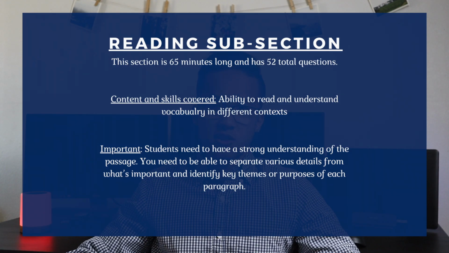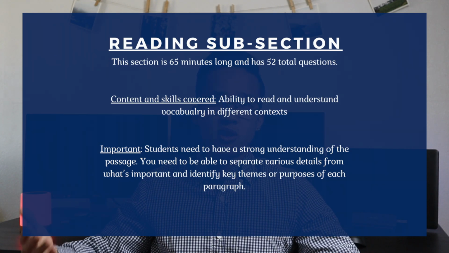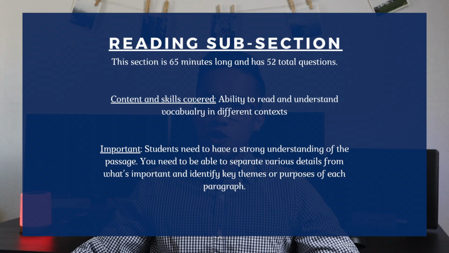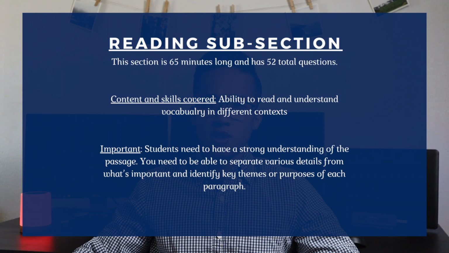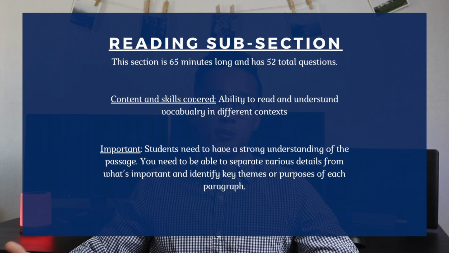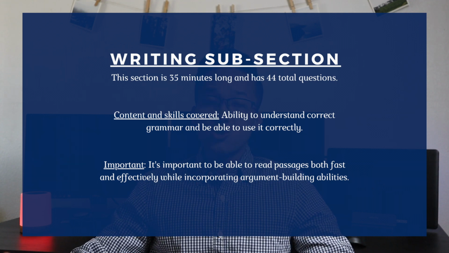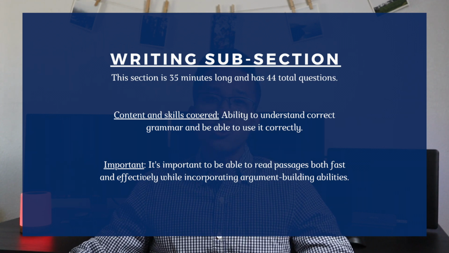This section is obviously broken up into 2 different subsections, the first being the reading subsection. It focuses on reading and vocabulary in context. So for the most part, you'll be reading different stories and passages and then answering questions from there. What's important here is for students to really understand the complex passages that they're reading and then be able to identify as well as define the vocabulary in context. The next subsection is the writing subsection, which is 35 minutes long and has 44 total questions. For the most part, this section really focuses on grammar and the usage of grammar.